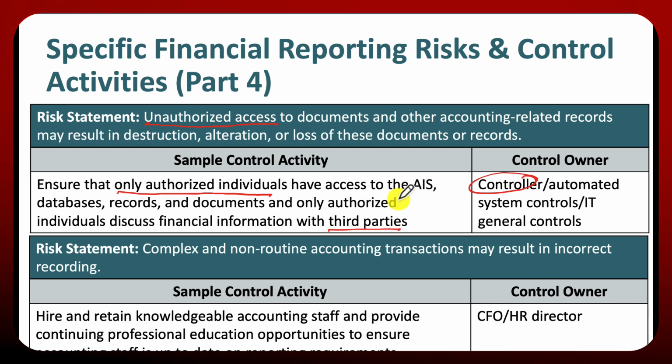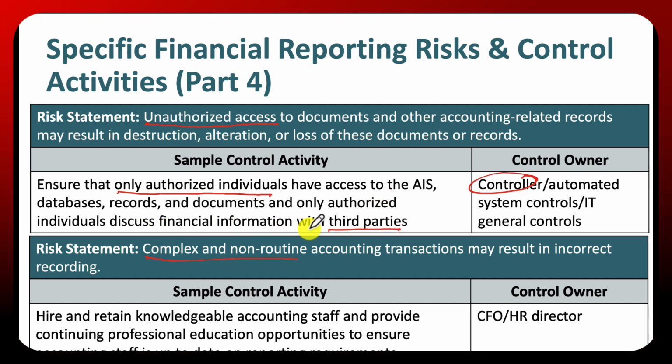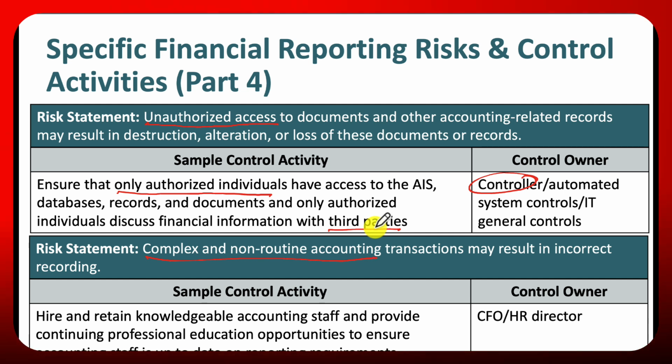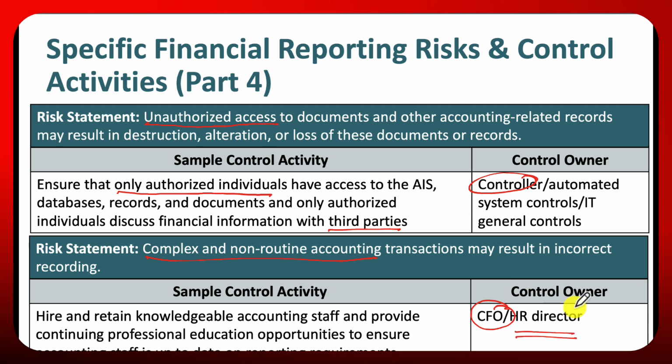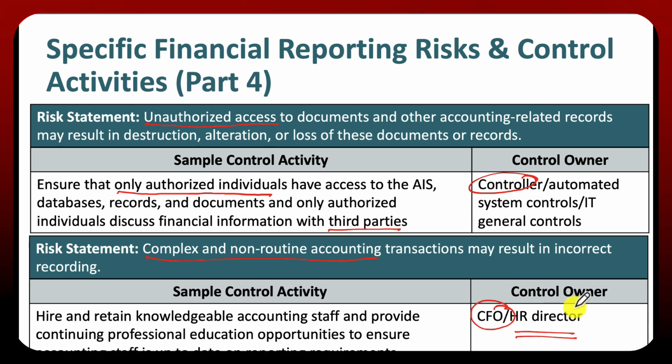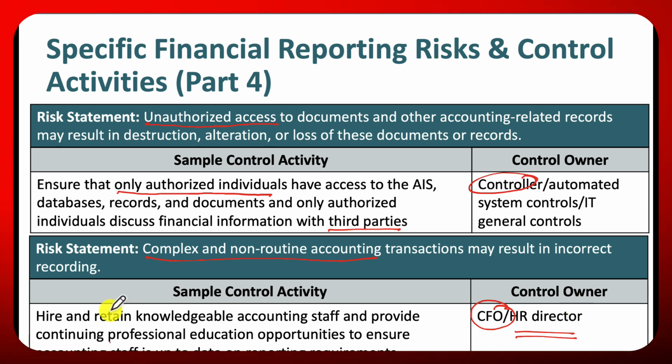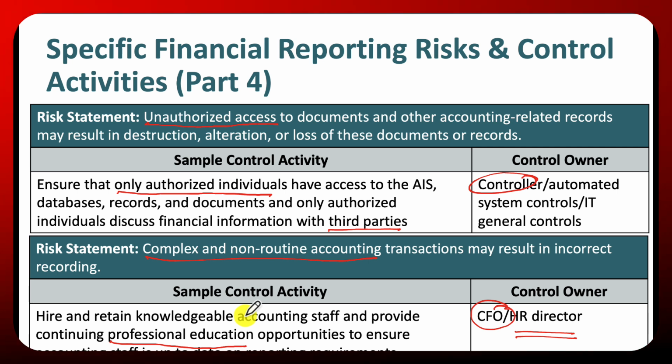Additionally, we might run the risk that with our complex and non-routine accounting transactions, we might record them incorrectly. So in this case, the CFO or even maybe the HR director might hire and retain knowledgeable accounting staff and provide continuing professional education to make sure that the accounting staff is up to date on all of the FASB reporting requirements.